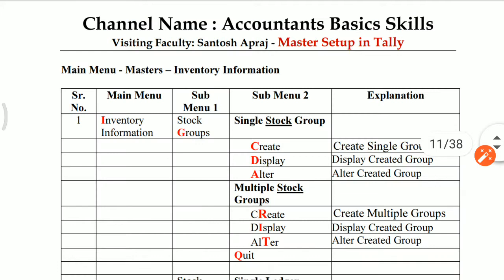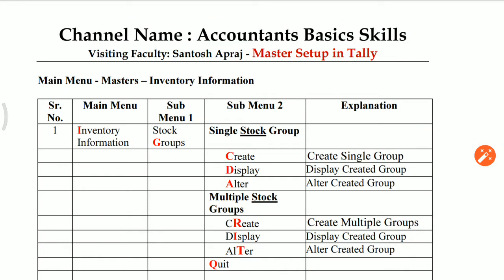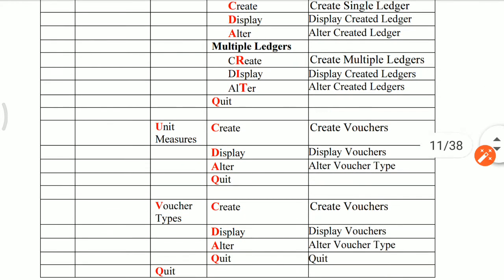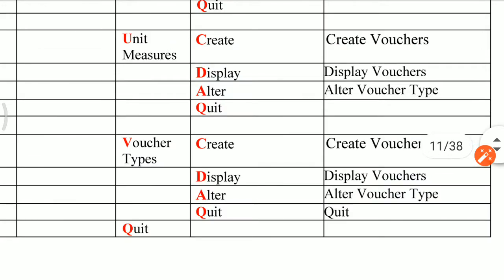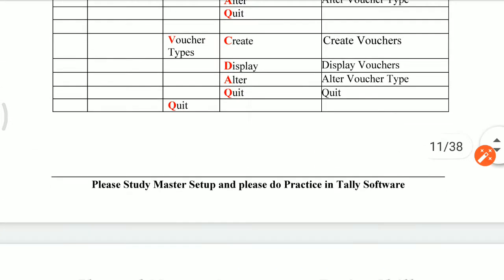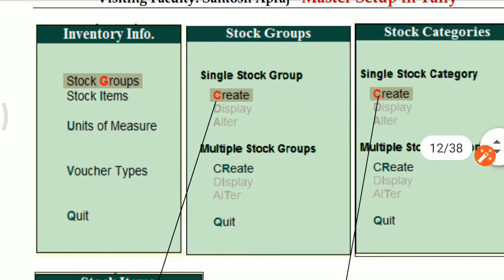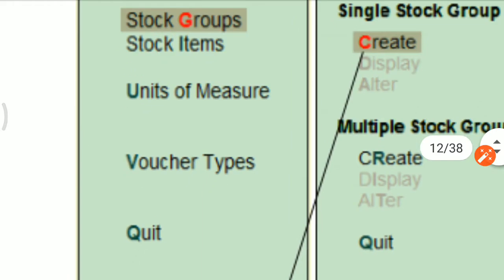Okay, next screen is inventory. In the case of inventory master, the same setup is there. Stock groups, single group, multiple groups. Stock items, single group, multi group. But for unit measurement they have given an additional setup. Unit measure means your stock should be counted in numbers, kgs, liters. That option is available here. And voucher types are also given. Okay, this is the screen. Inventory information: stock group, stock item, unit measurement, voucher types.